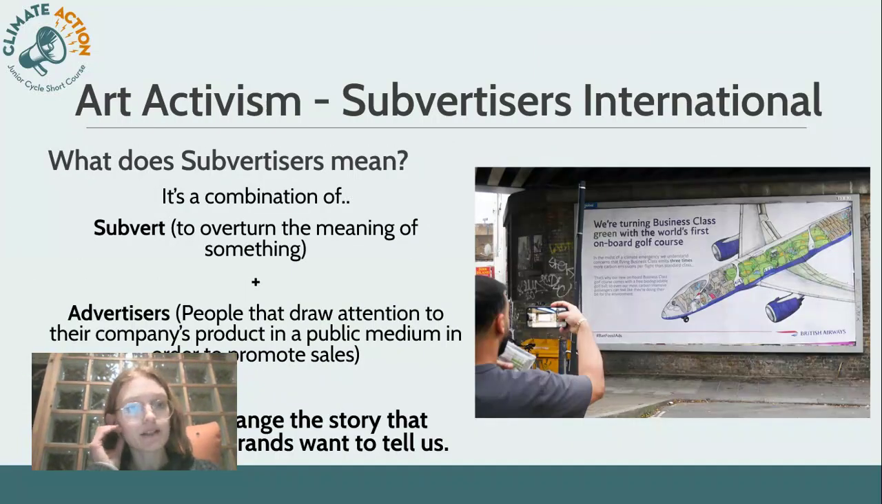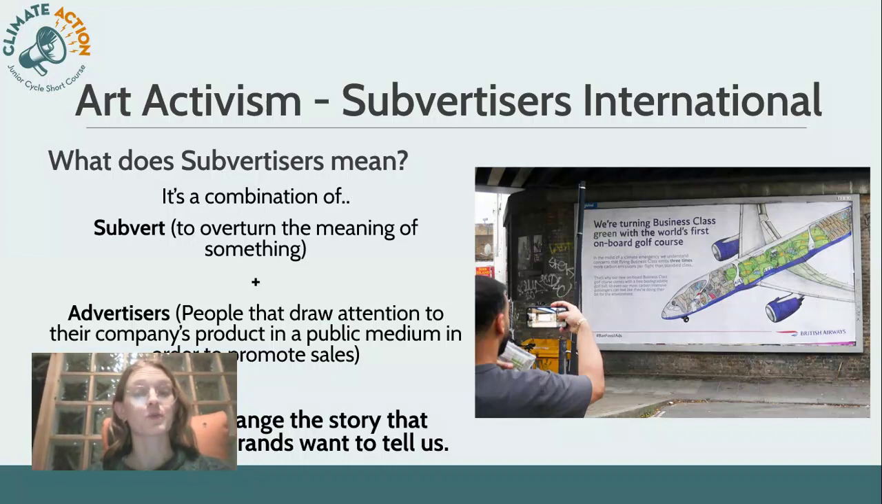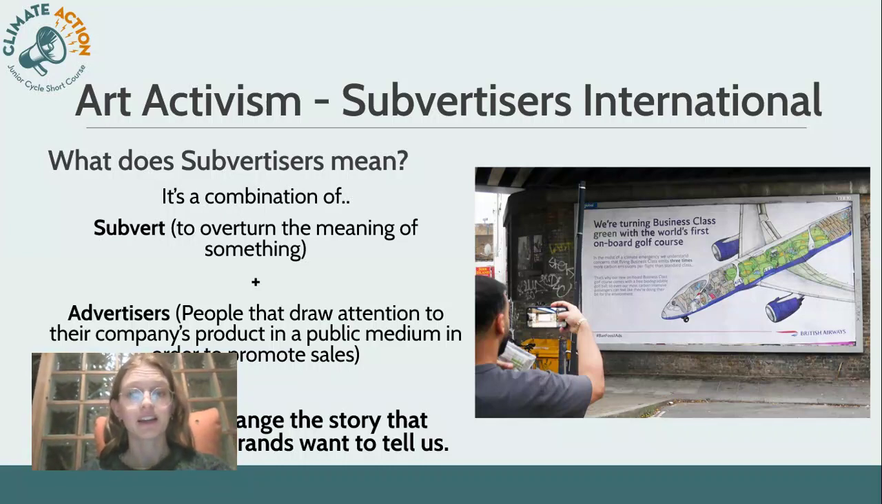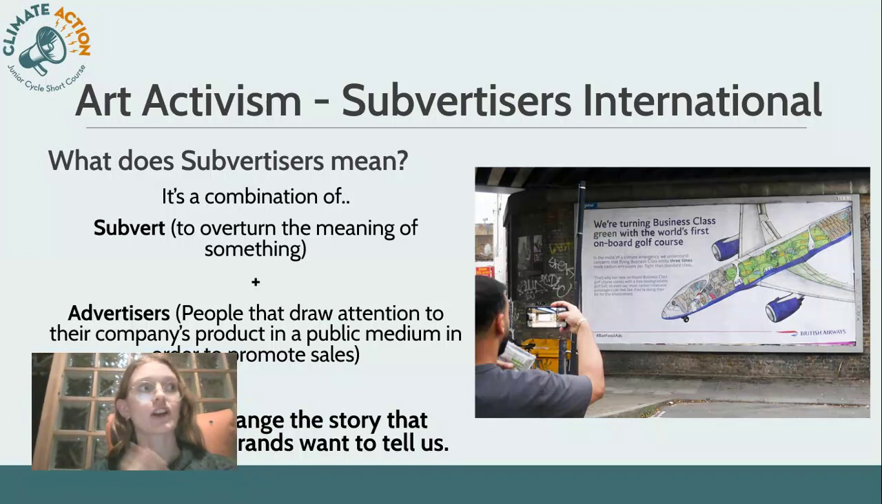Okay, and then the third one is art activism. So this is Subvertisers International. Subvertisers is an organization that are a combination of subvert, so changing the meaning of something, and advertising. And their kind of motto is we don't consent to being advertised to, especially about polluting industries or industries that harm us. So they go around and they change the ads.